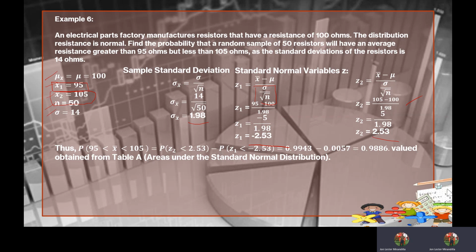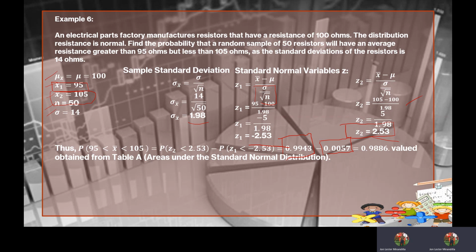Hanapin nyo yung negative 2.53 doon sa negative z values and yung 2.53 doon sa positive values. And dapat ang makukuha yung result doon sa negative 2.53 is 0.0057 and yung inyong doon sa positive values sa z table nyo is 0.9943. And remember, since between yung ginamit nila or between two values, kailangan lang natin is what?